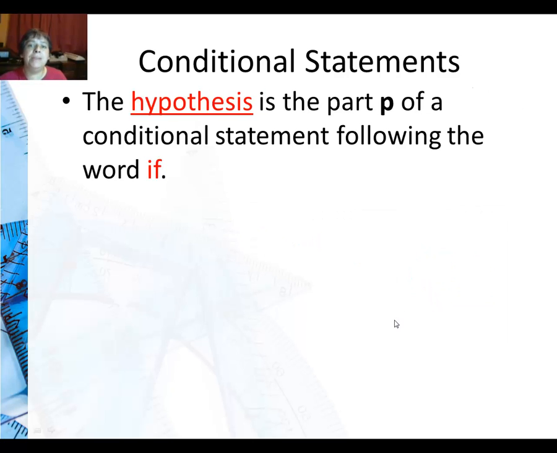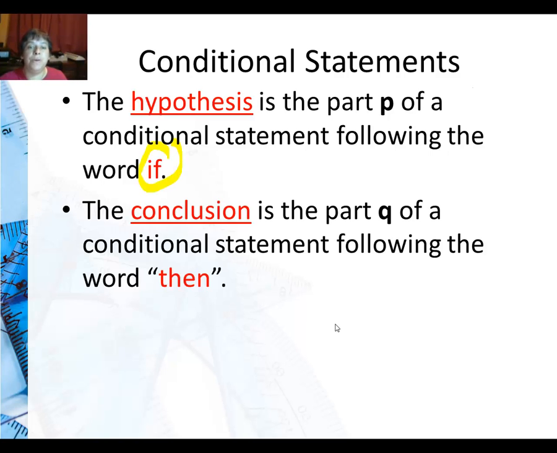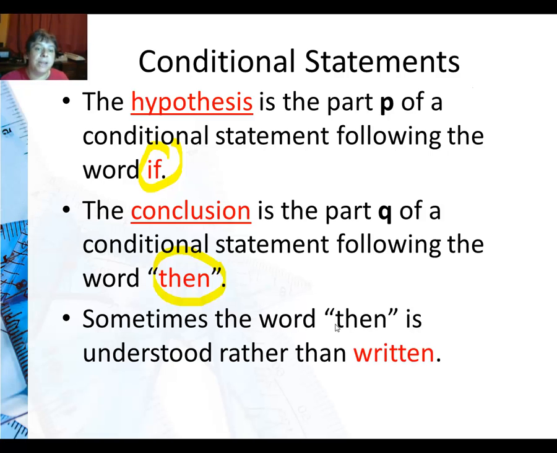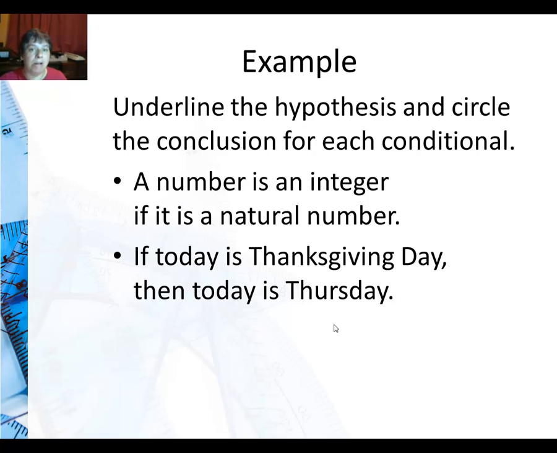So the hypothesis is the part P of a conditional statement following the word if. And the conclusion is the part Q of a conditional statement following the word then. Sometimes the word then is understood rather than written. So here's an example. I'm going to underline the hypothesis and circle the conclusion for each conditional.